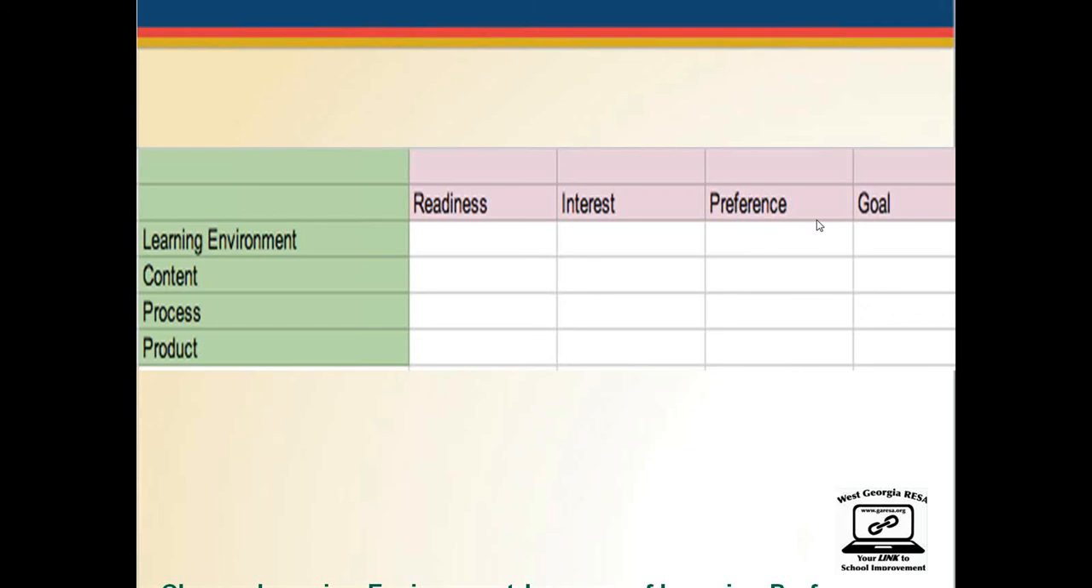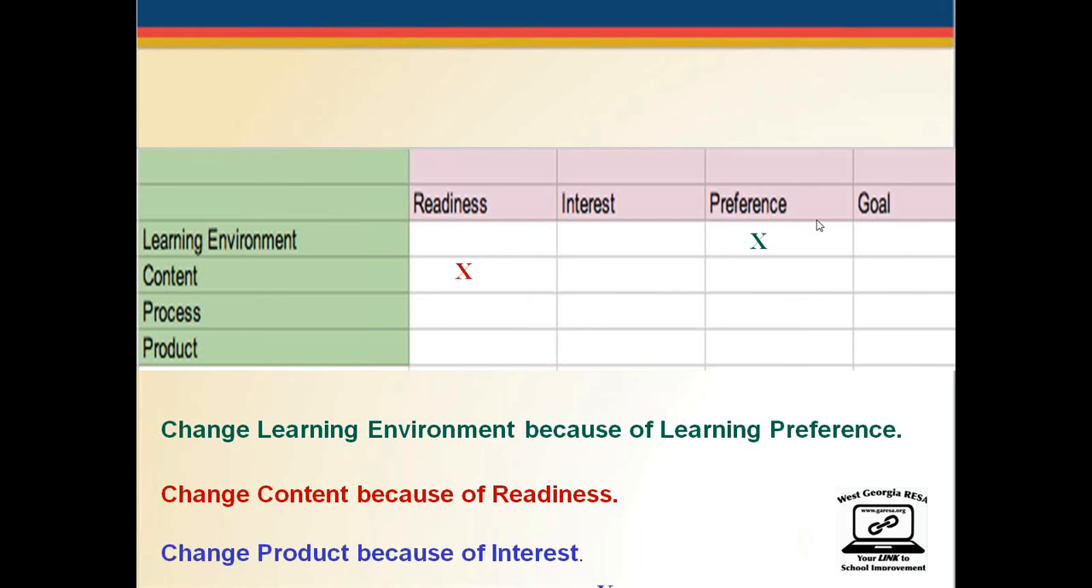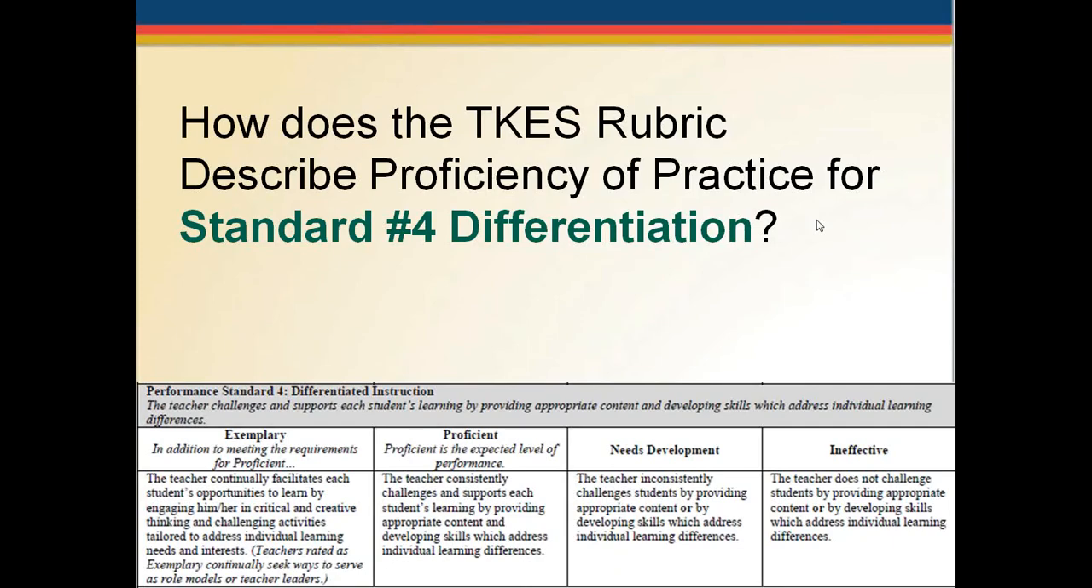So this is a very simple 4x4 chart here, just 16 different cells that show what options we have for differentiation. So maybe we are changing the learning environment and we're doing it because of differences in students' learning and how they learn, their preference for learning. And so that would be an indication of that kind of a change. Or maybe we're differentiating by changing the content and doing so because of readiness. And maybe we're changing the product because the student is interested in a different product. So this is just a little example of how the different changes and choice and reasons for changes can be paired up.